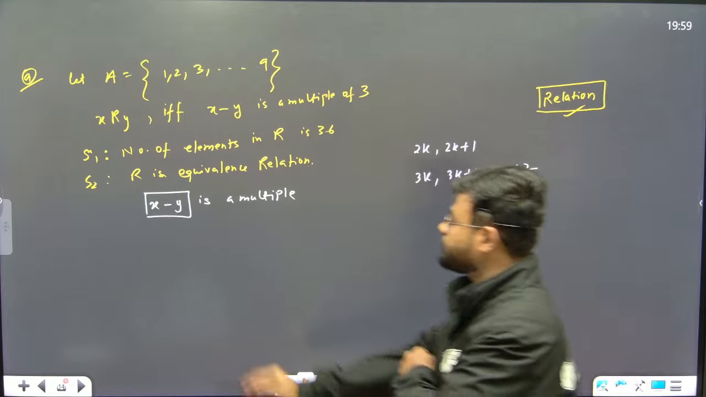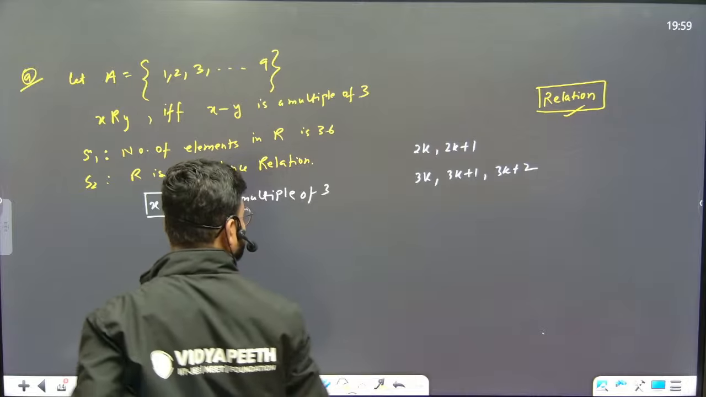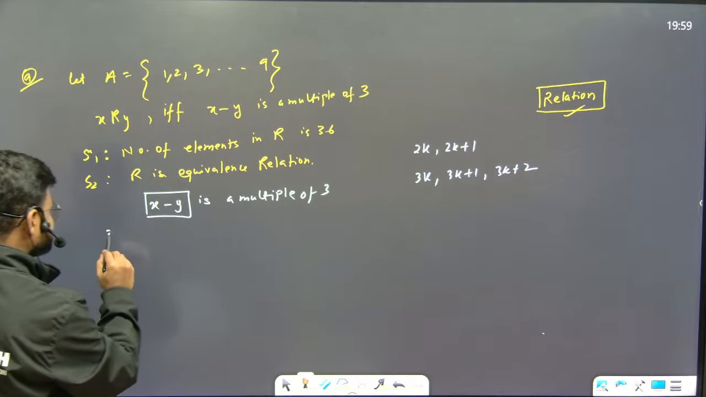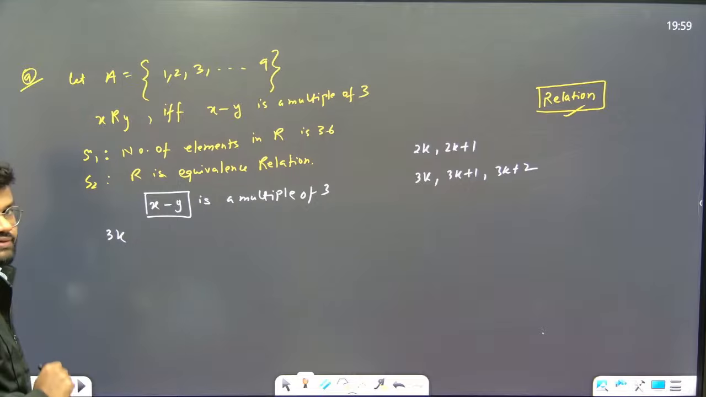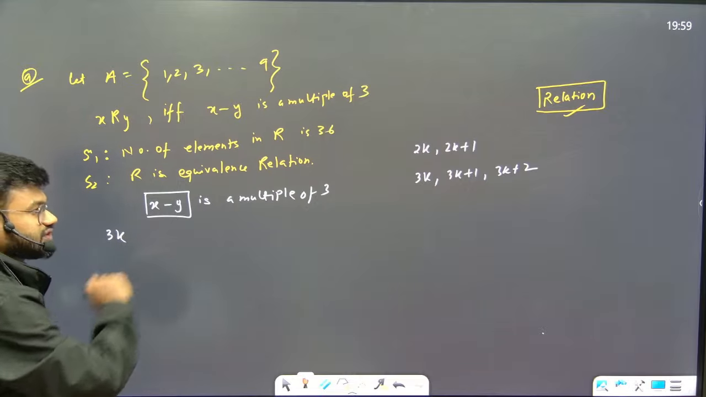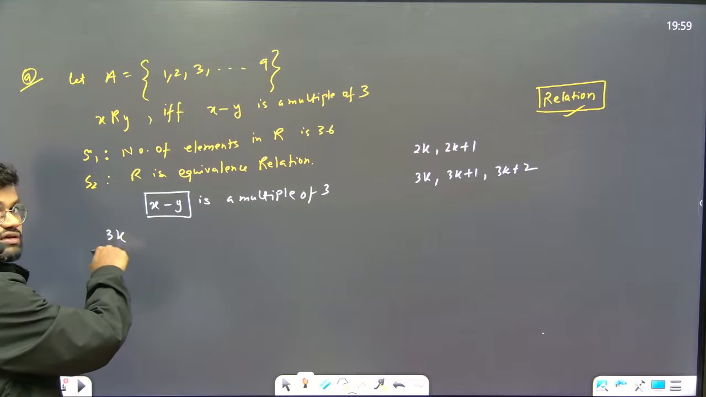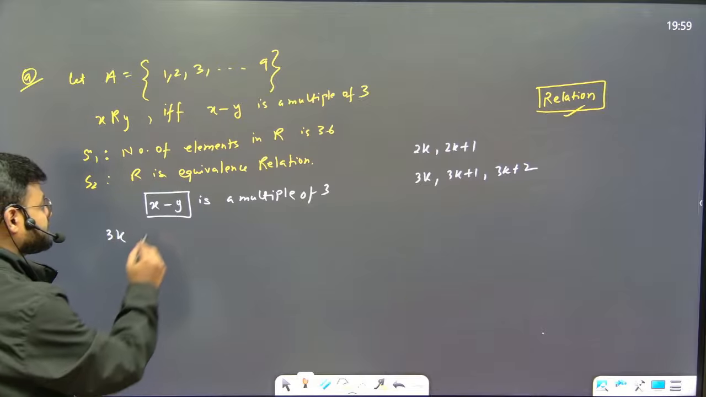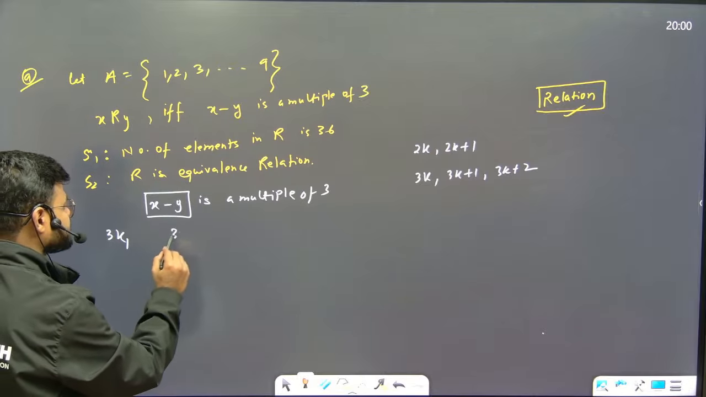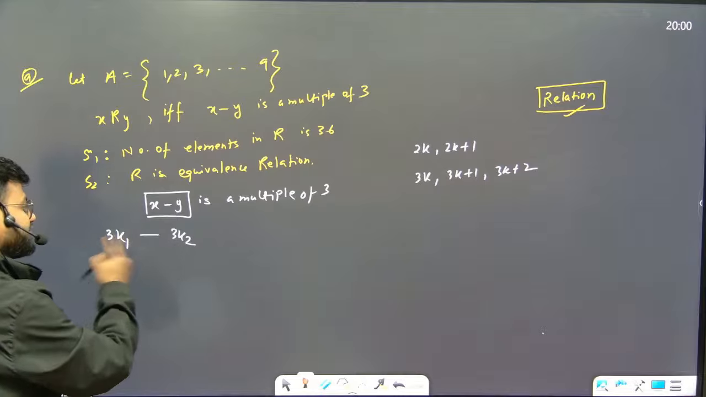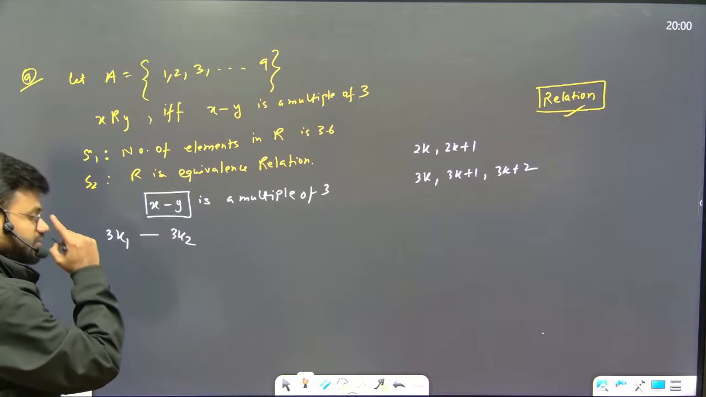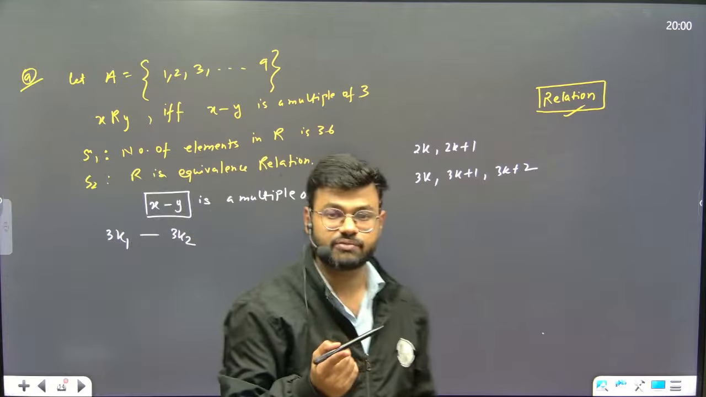So in this case we want this to be a multiple of 3. It means, if x is 3k, then y cannot be 3k plus 1, then you will not get a multiple of 3. So if x is a number of the form 3k, then y also has to be of the form 3k2, then I will get a multiple of 3. If you take 3 common, 3 times some integer is a multiple of 3.